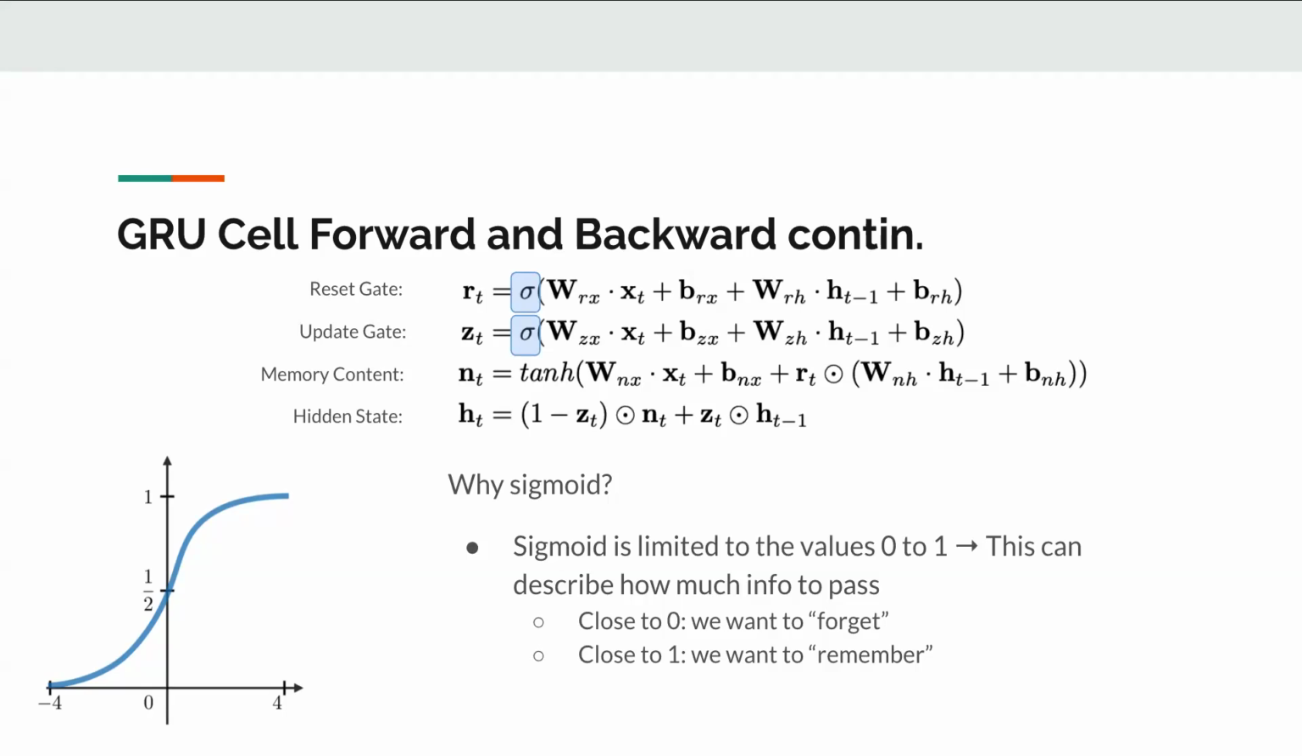So the update gate determines how much of the previous hidden state to carry over to the next hidden state. I'll explain how it happens in the next slide.